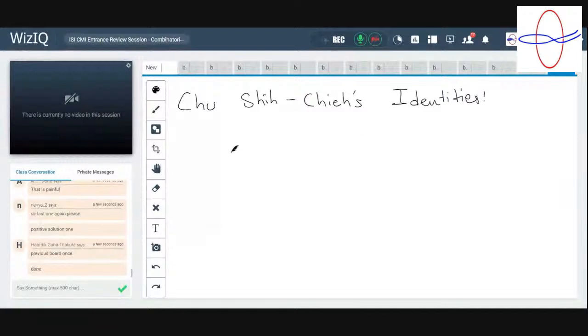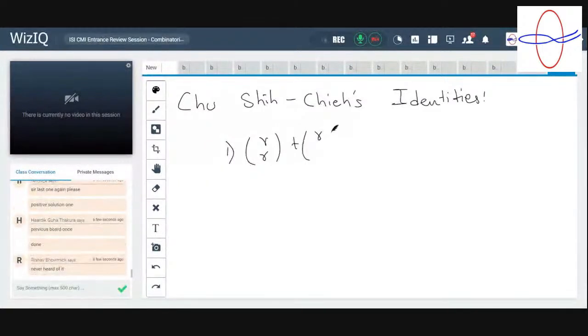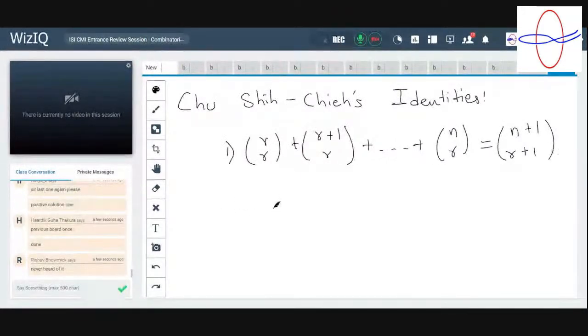For what reason, I have no clue. The first one says that R choose R plus R plus 1 choose R plus N choose R. These are not essential results, but they are occasionally powerful enough to make some calculations very simple. If you don't know this beforehand, don't bother now. Okay, just phase this out of your brain.